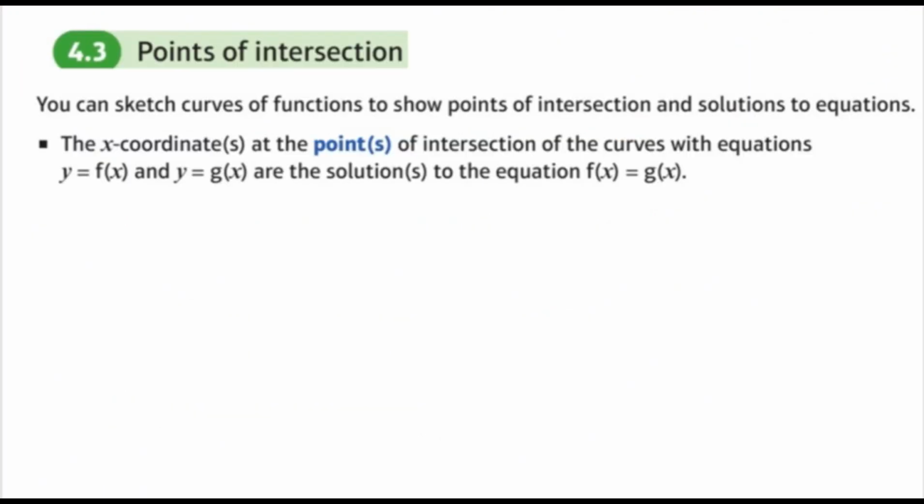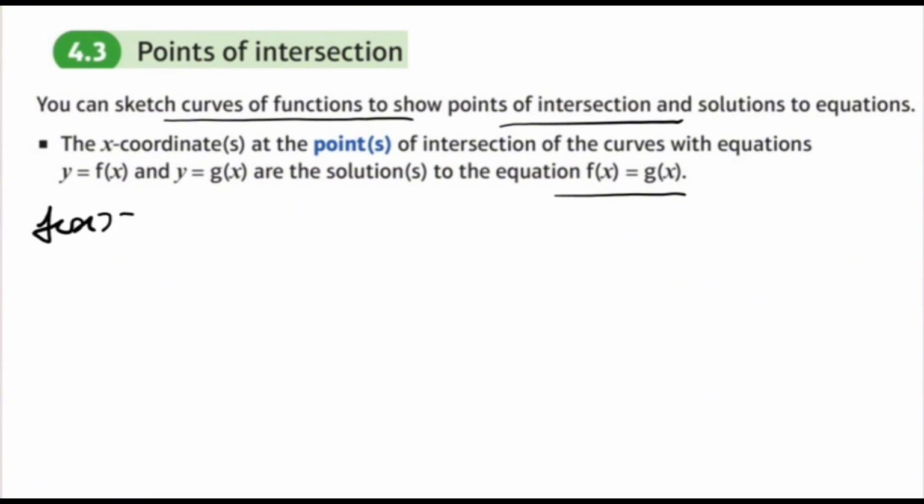Topic 4.3 is point of intersection. When you have two functions f(x) and g(x), first we have to sketch the curve and show the point of intersection. And to find the solution, we have to do f(x) equal to g(x). Okay, we'll understand with an example.